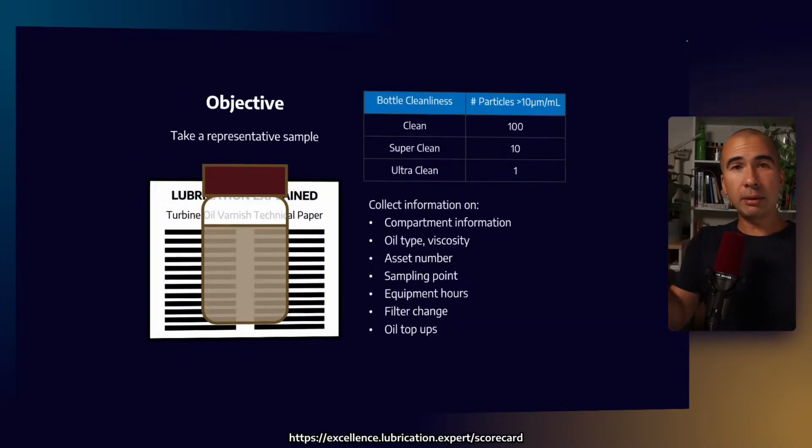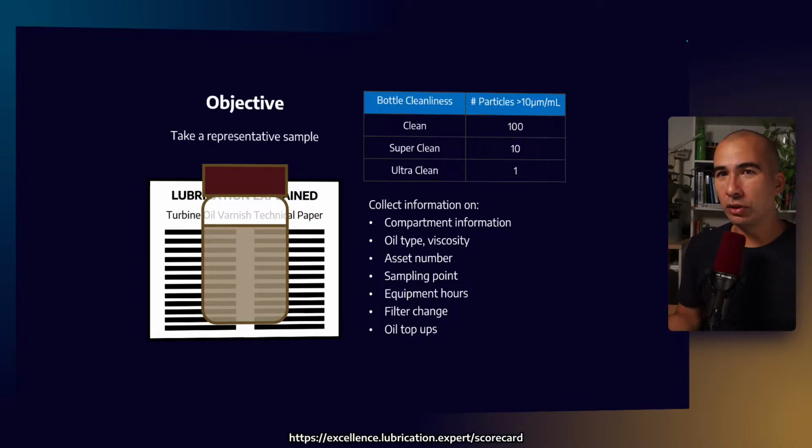So think about our sample. We're trying to take a representative sample. One of the things that helps us take a representative sample is how clean the actual bottle itself is. There are formal definitions of what is clean, super clean, or ultra clean, and it's the number of particles that are more than 10 micron per mil of bottle size.